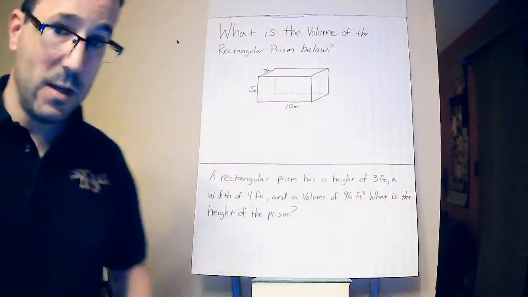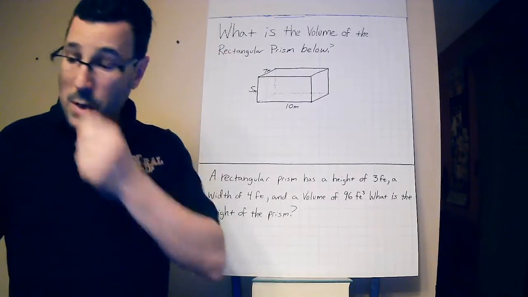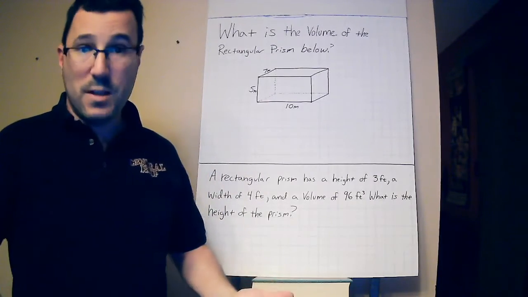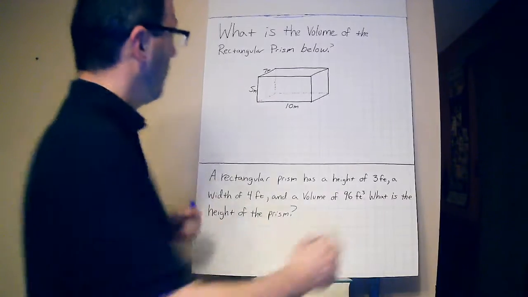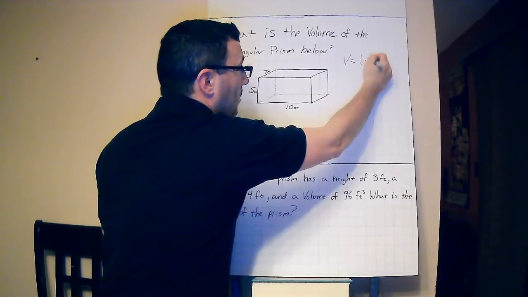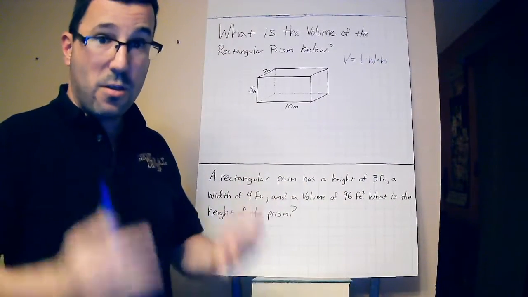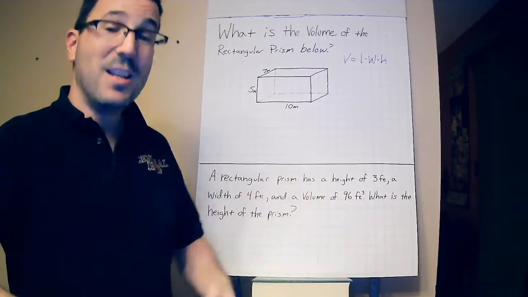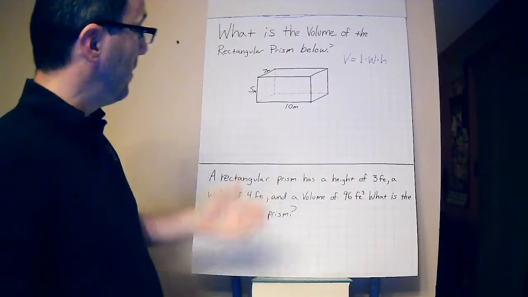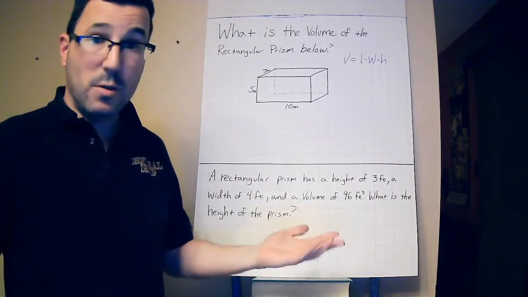So, first thing I have here, what is the volume of the rectangular prism below? Now, the volume formula for rectangular prisms is very simple. It is simply, I'm going to write it over here, volume equals the length times the width times the height. So those are three dimensions, length, width, and height. We have a three-dimensional figure. So what I'm going to do is take the numbers that I'm given, plug them into the formula, and do the multiplication.